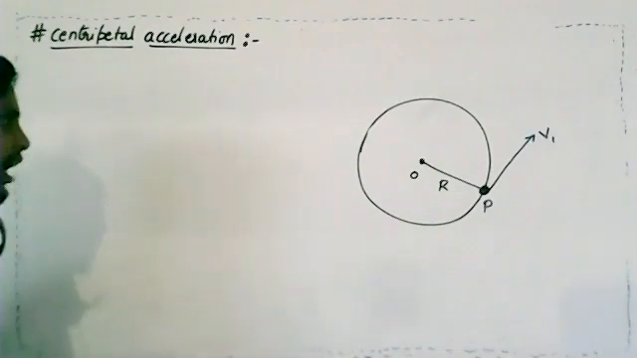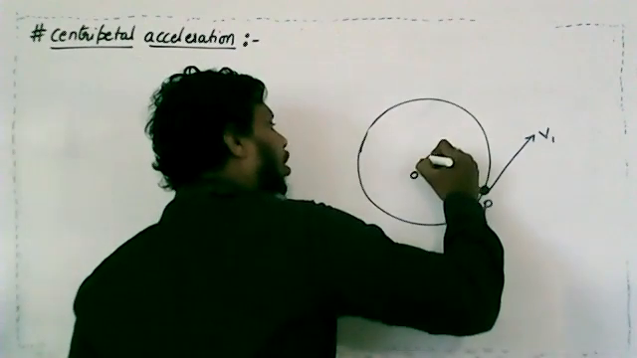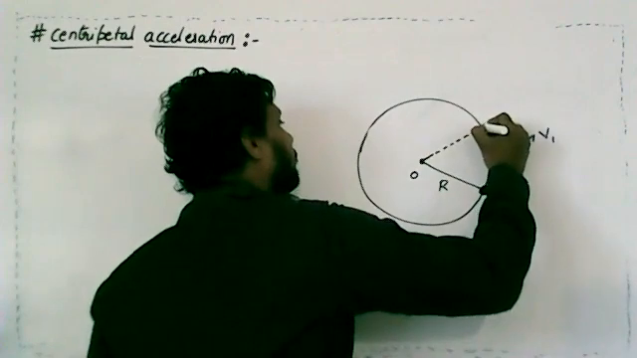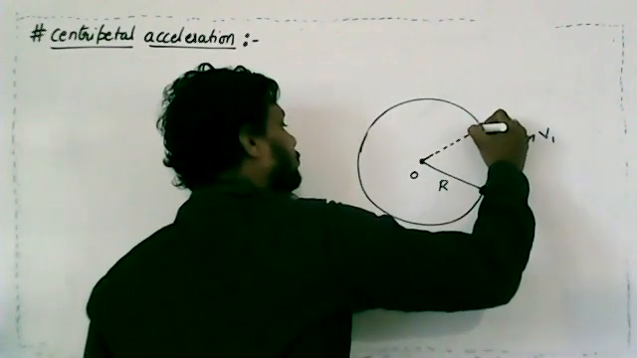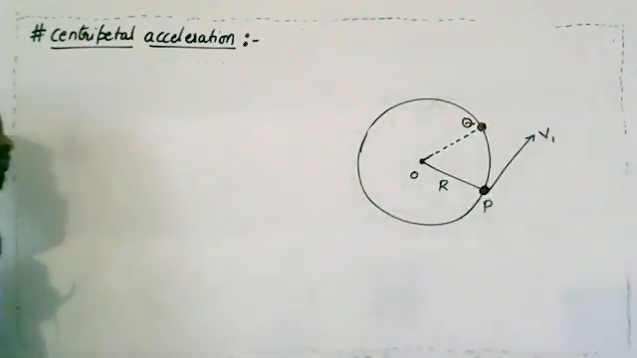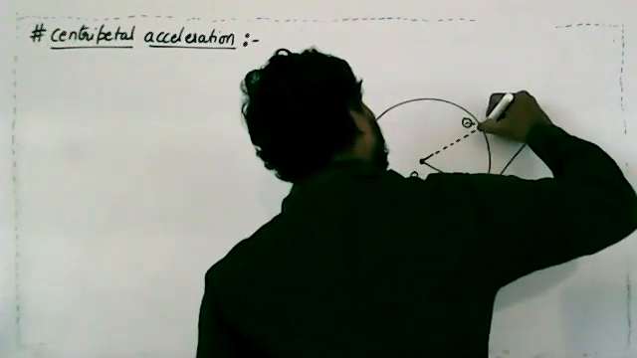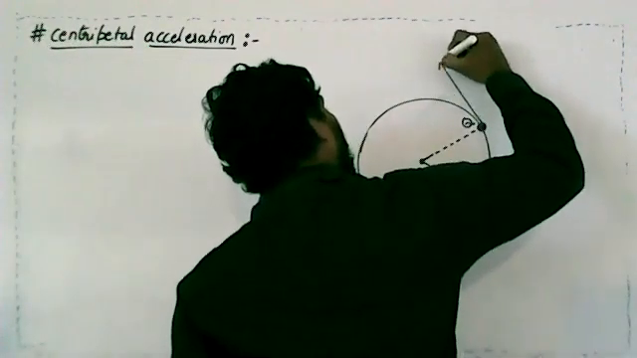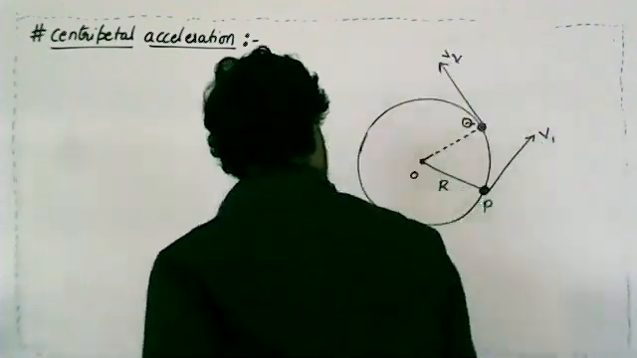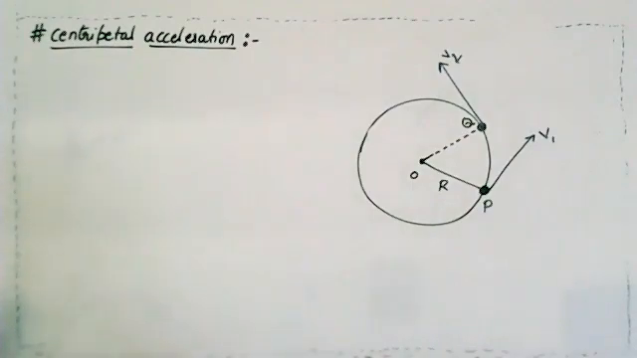Now let us say, after some time, the body moves to another point. I will take this point as Q. At the point Q, if you draw the tangent, it will be in this direction. I will take the velocity here as V2.